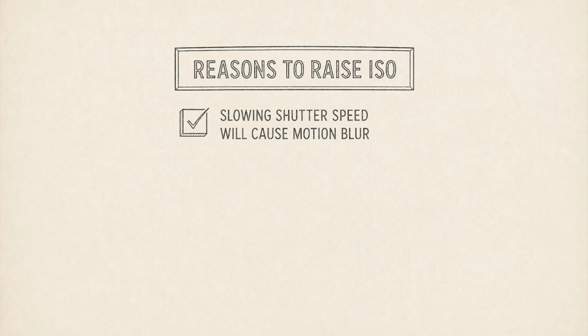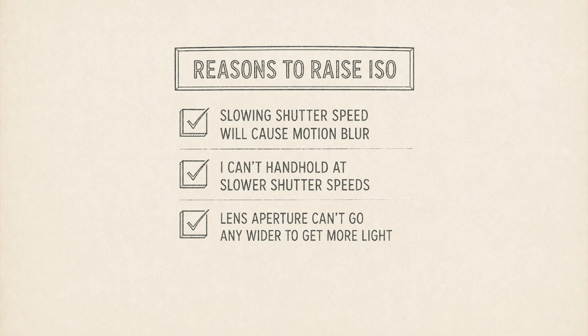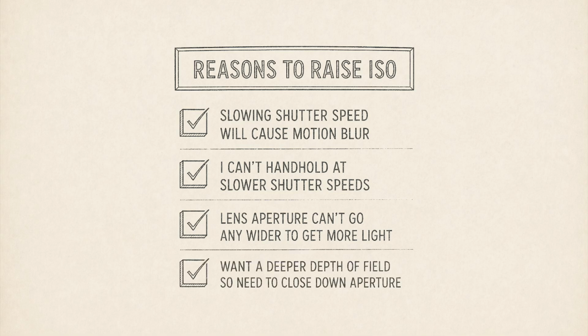So don't be afraid to use it to get the image you need if you can't compensate with the other settings, your aperture or your shutter speed, because you can't go slower without getting motion blur, or you have a limit of how wide open the aperture on your lens can go, or you really don't want that background blur, so you want to shoot at 5.6, but you need more light. That's where you boost your ISO to compensate for it.